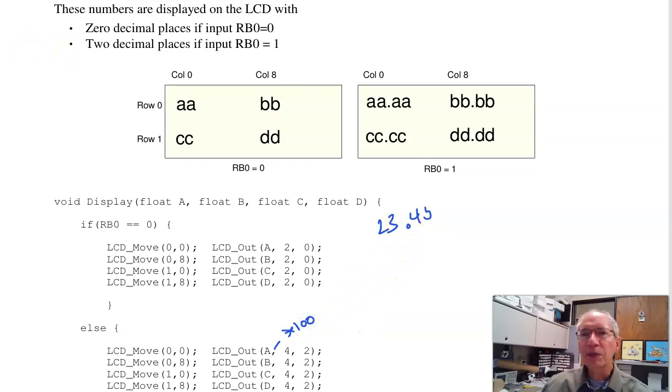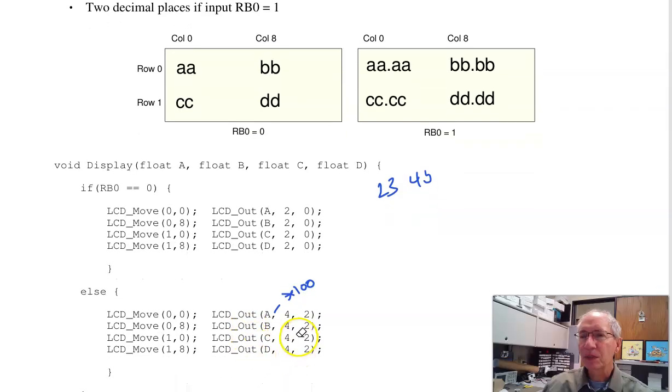Then I get 2345. I can then display that as 4 digits and insert a decimal point at the second one. So that's problem number 2.